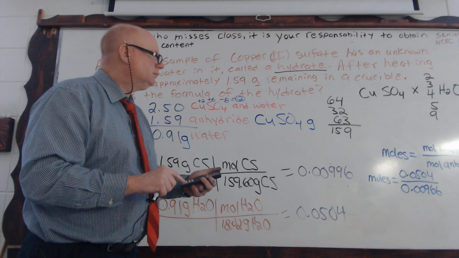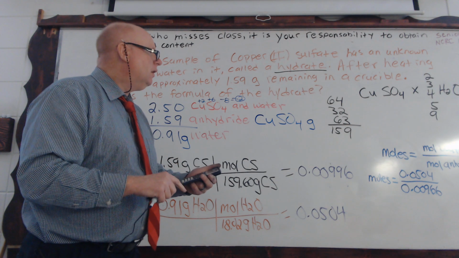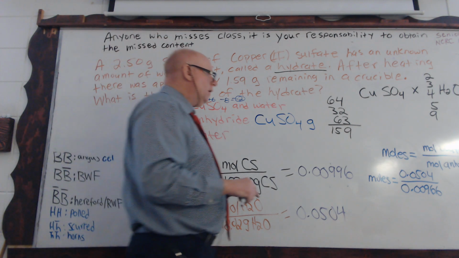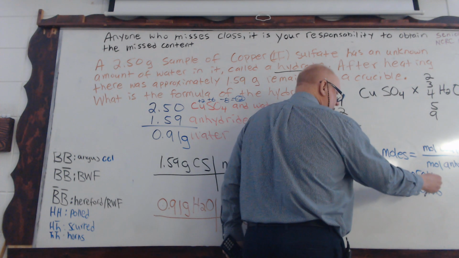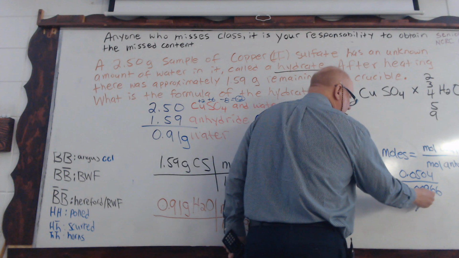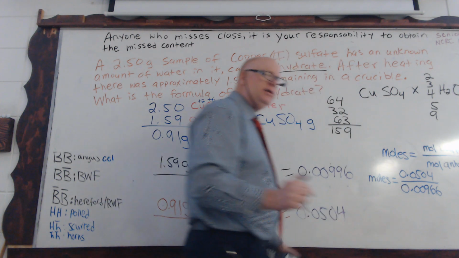Or could you do like times 10 to the third? Don't make it complicated. Say what? Okay, what he's saying back there is 5.04 times 10 to the negative second, 9.66 times 10 to the negative third. Yes, you could do that.